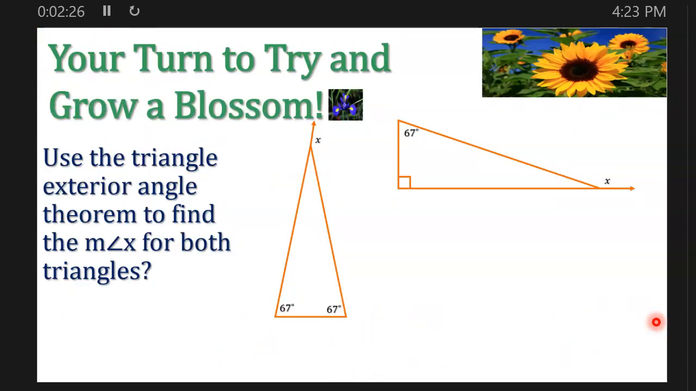Okay, let's try and grow a blossom. Use the Triangle Exterior Angle Theorem to find the measure of angle x for both triangles. So pause.